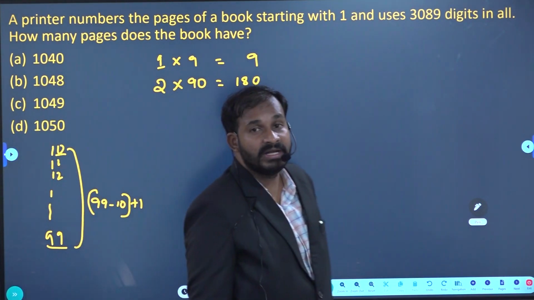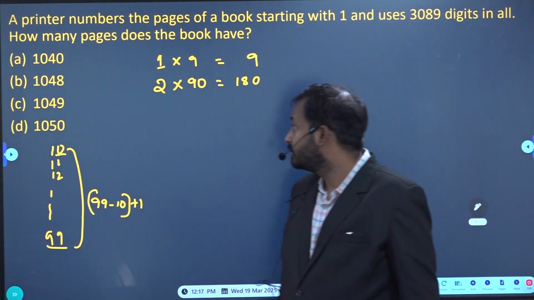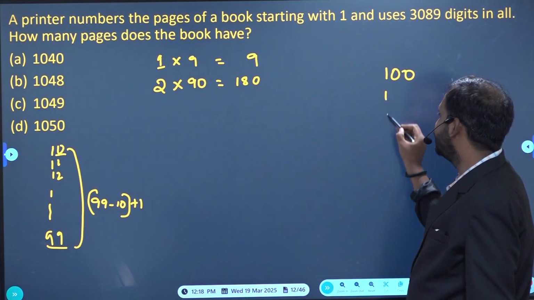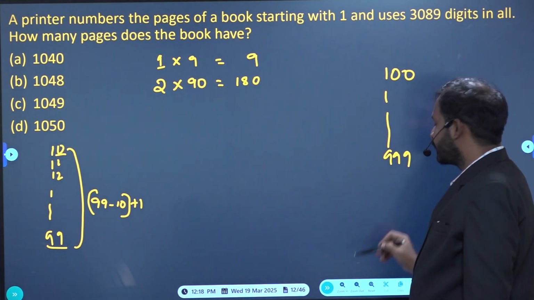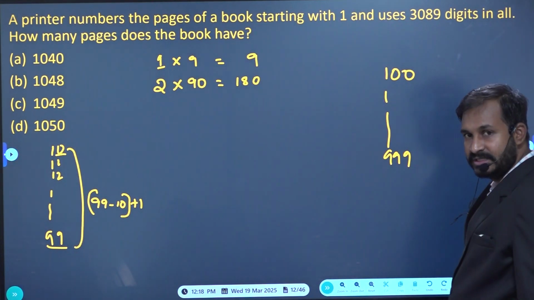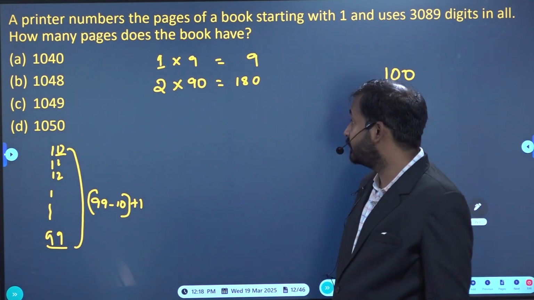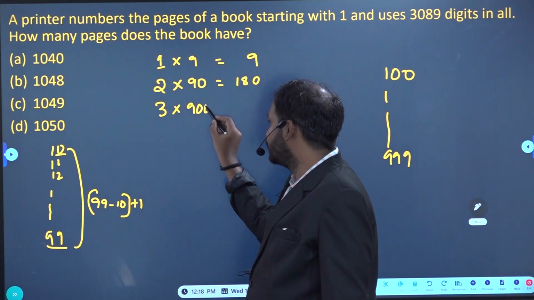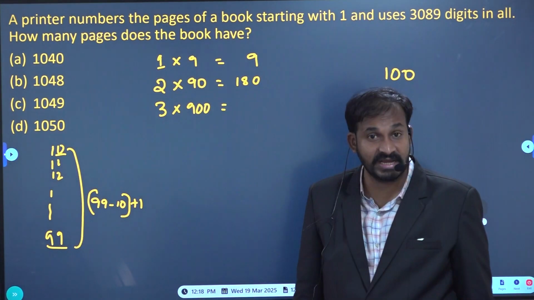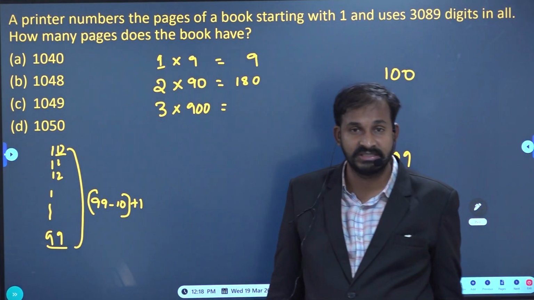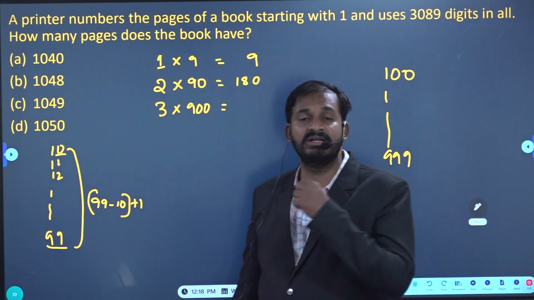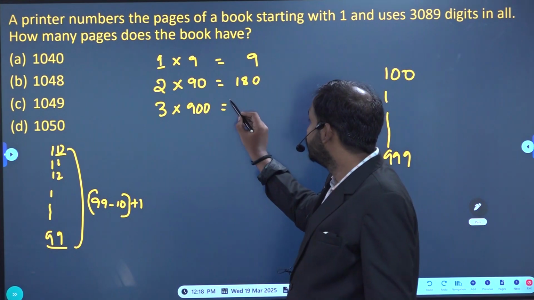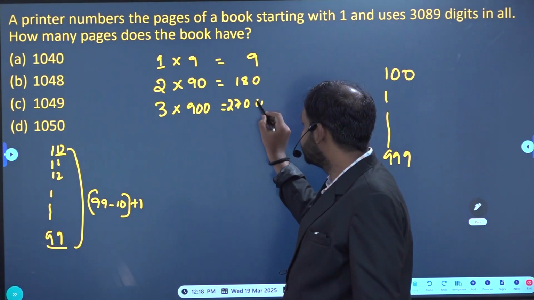Okay, good. How many 3-digit numbers will I have? Tell me. Our 3-digit numbers start from 100 and end at 999. As usual, 999 minus 100 is 899, plus 1 becomes 900. So I will have 900 3-digit numbers. How many digits will I use to write these 900 numbers? 900 into 3, because one number uses 3 digits. So I will use 2700 digits.